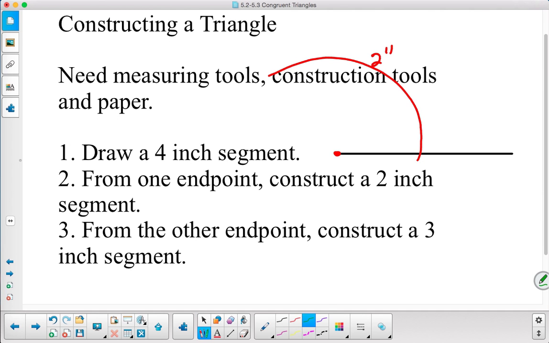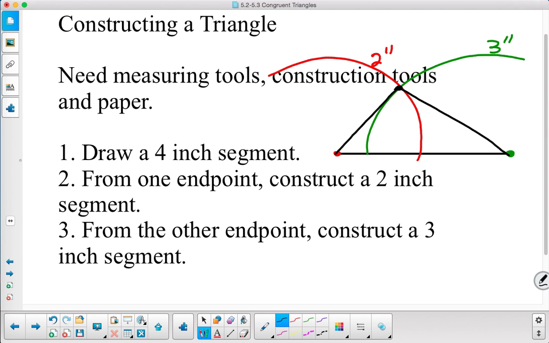Then set your compass at 3 inches. Use your ruler to measure it. Then from the other end, make the arc that would be for 3 inches. Those 2 arcs should cross. And where they cross will be the last corner of your triangle. So create that triangle. Probably need to pause it so that they can catch up on doing the construction. Now, if you compare your triangle to some of the neighbors around you, take your paper and match them up. You should have identical triangles.